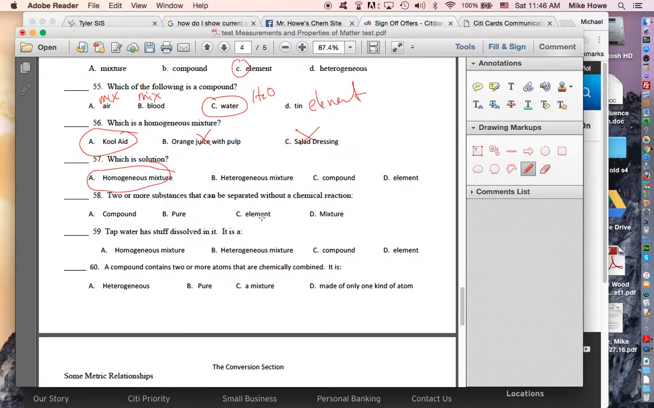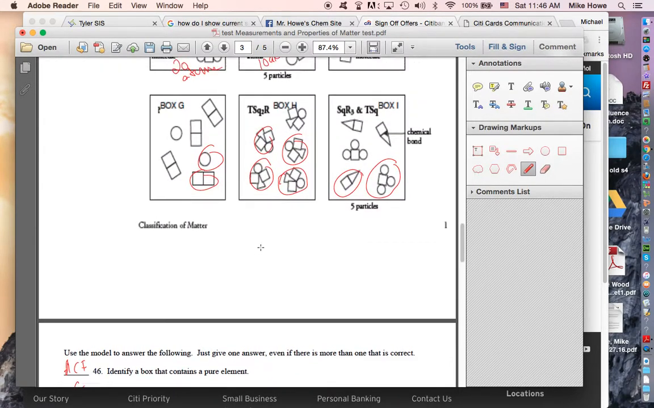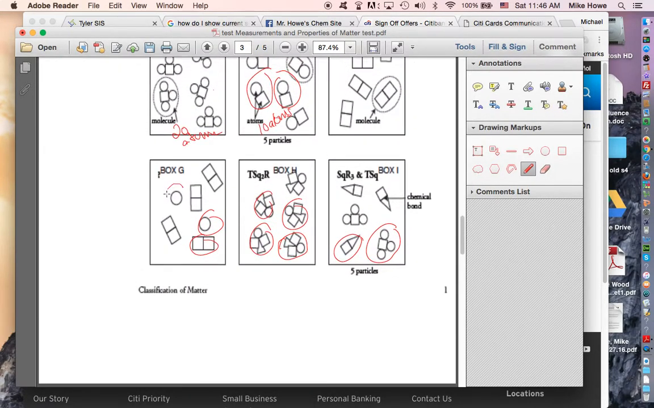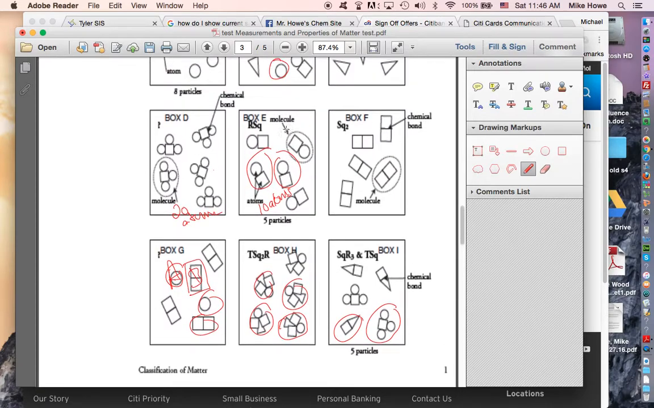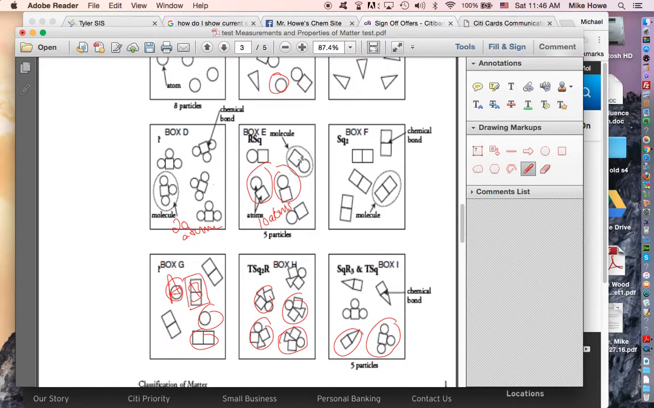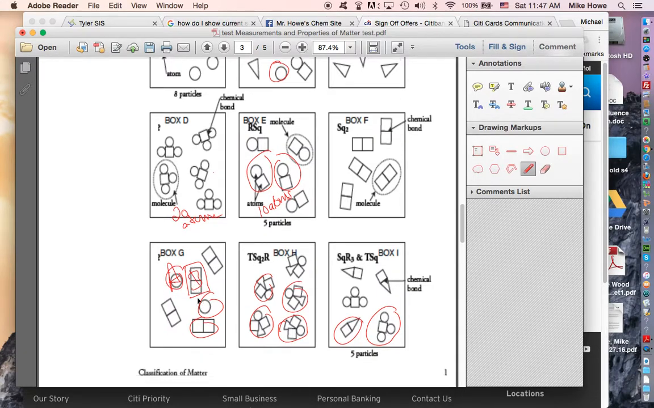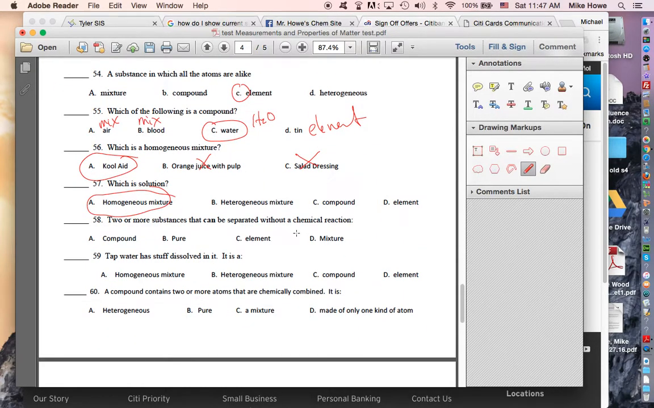Now, two substances that can be separated without a chemical reaction. That's something like up here, where you got this and this, but there's no bond between here, between point A and B. Whereas up here, when they're stuck together in a molecule, there's a bond. So you break these by chemical reaction, but this is just a physical process. So something that can be separated without a chemical reaction is a mixture. Tap water has stuff dissolved. Dissolving is a solution. Solutions are always homogeneous mixtures.